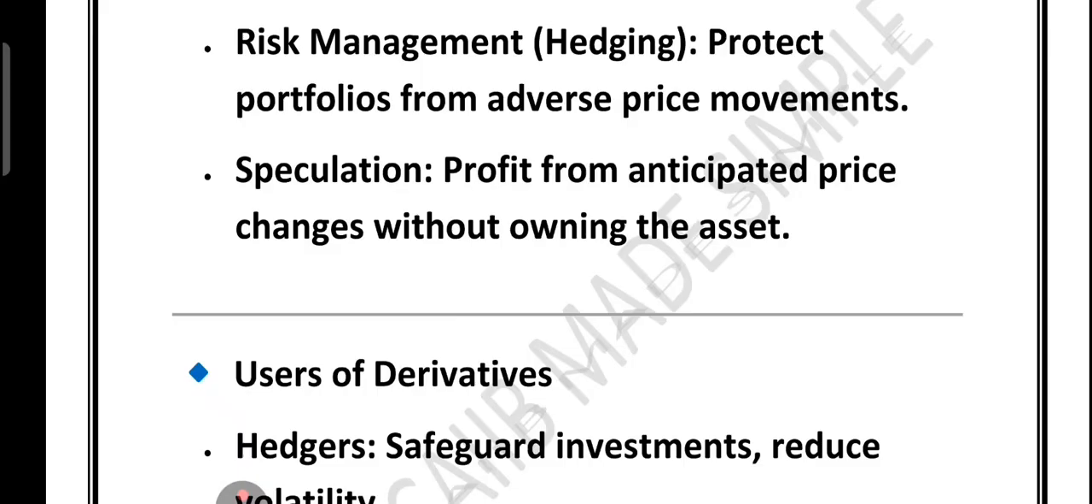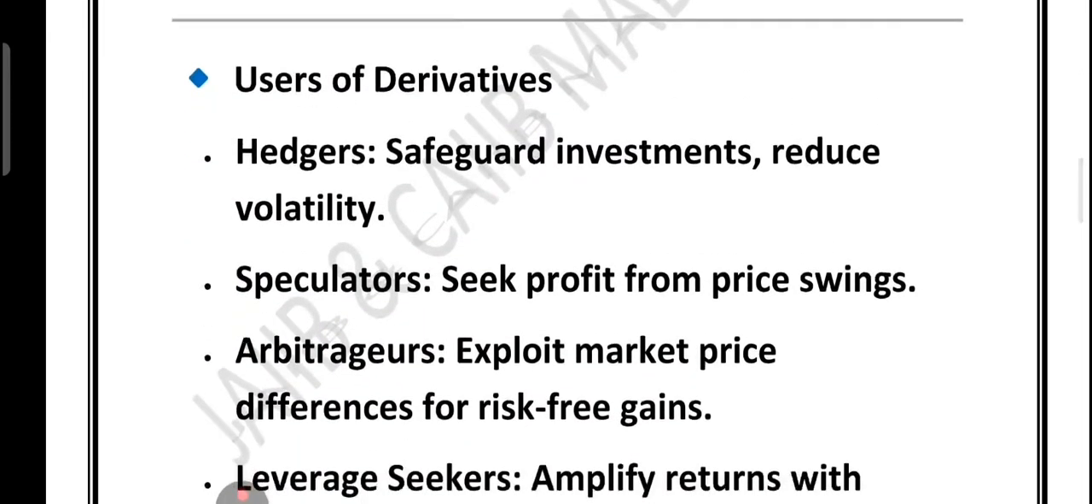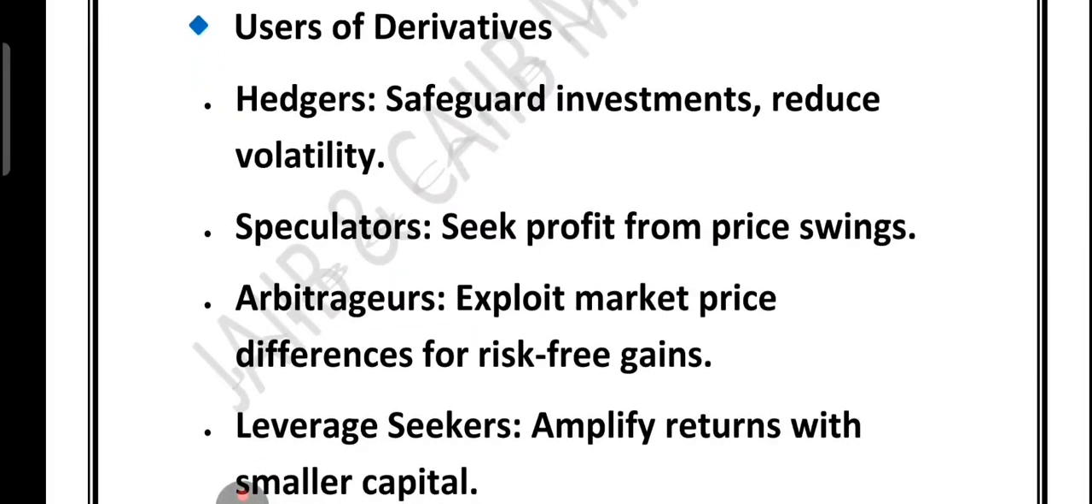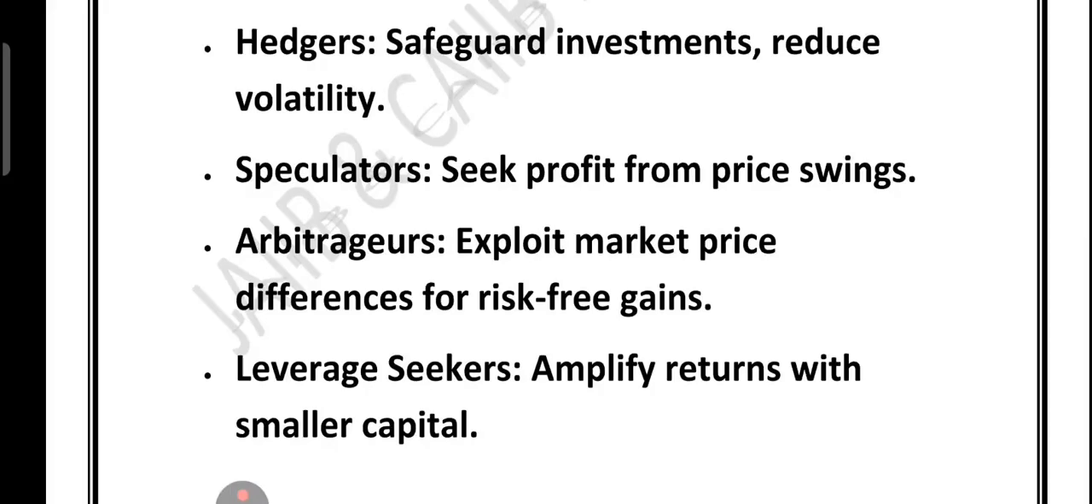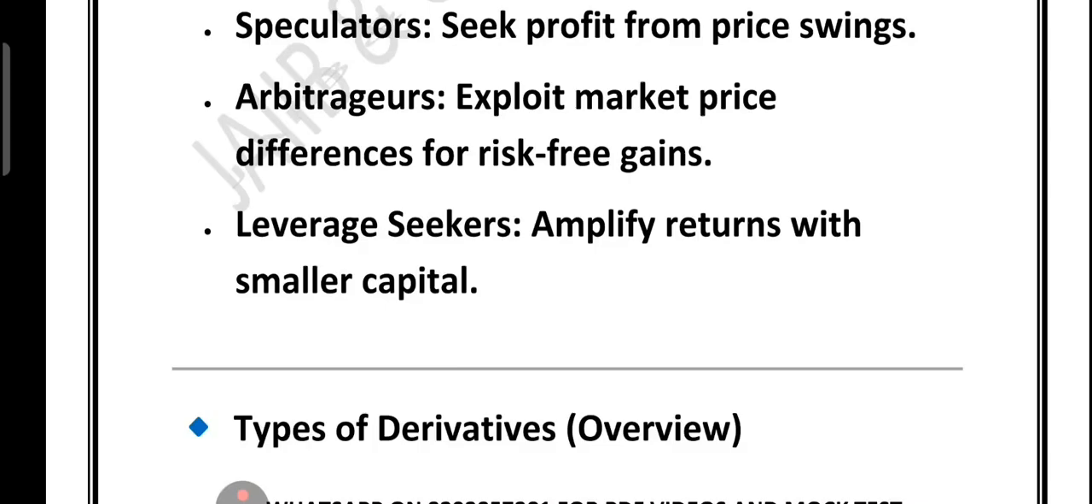If you look at the users of derivatives, the first user is the hedger, right? A hedger safeguards investment and reduces volatility. Speculators also use derivatives to seek profit from the price swing. An arbitrager exploits market price difference for risk-free gain. A leverage seeker amplifies return with a small capital.